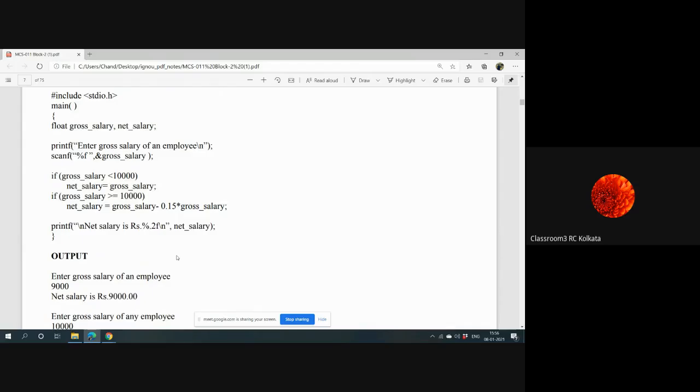Suppose you have taken a float, so you may have a value like 0.3256, but only up to 2 decimals will be shown. What is the work of the percent sign in rupees percent 0.2f? Tell me. I am telling you: whatever the result of net salary is, suppose 15,000 minus 15% of 15,000.